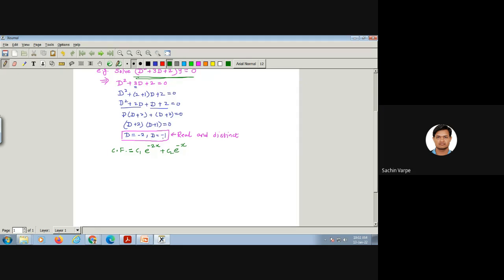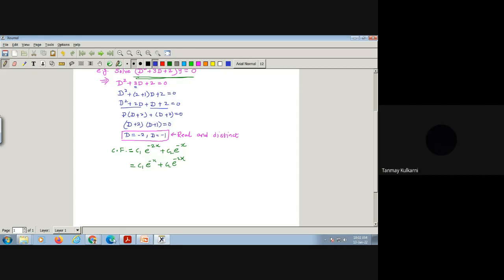Or you can call minus 1 as m1 and minus 2 as m2. So you can write that also. That is either c1 e to the power minus x plus c2 e to the power minus 2x. See, the order of roots is not important here. Is the point clear to everyone? Any doubt, any question?